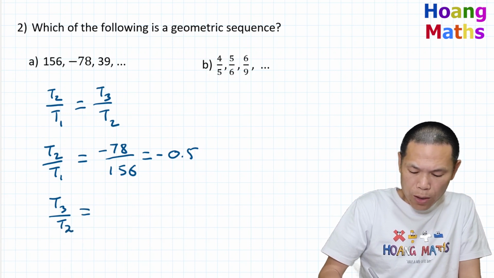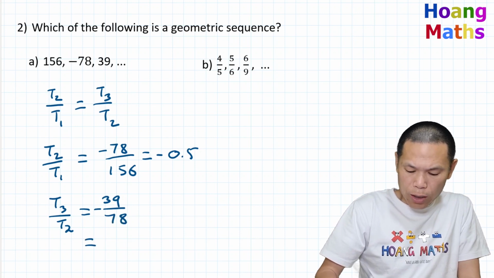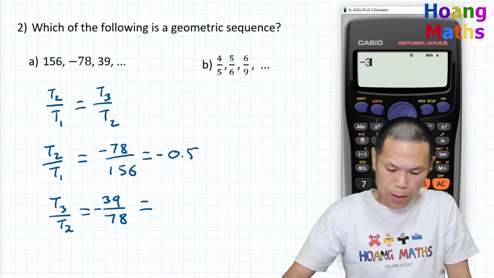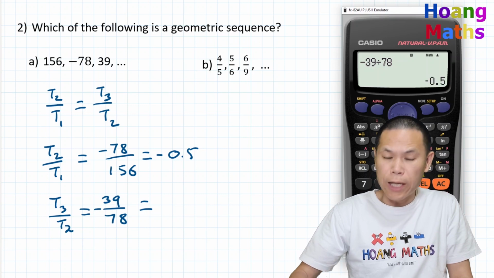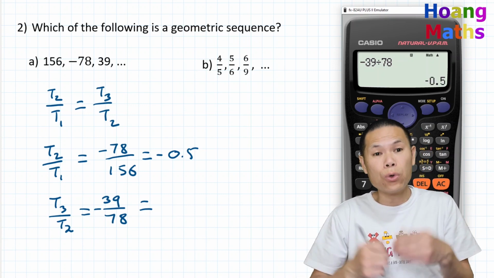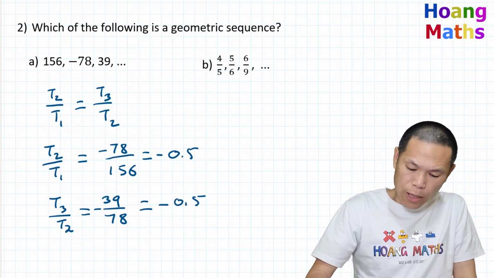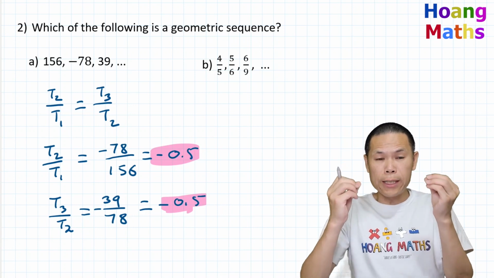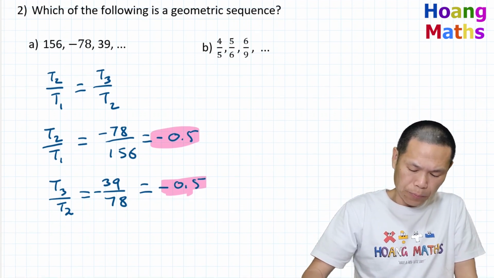That will give me negative 39 over 78. So I just go negative 39 divided by 78. There you go, it's equal to negative a half as well, negative 0.5. We have the same common ratio. Therefore, it is a geometric sequence. Let me just write this down.